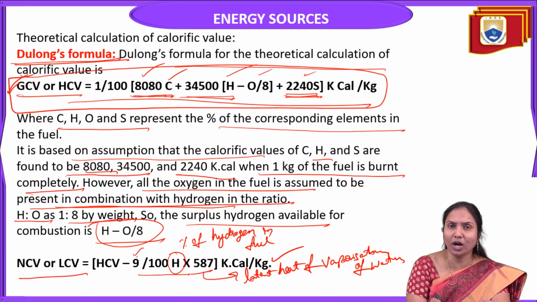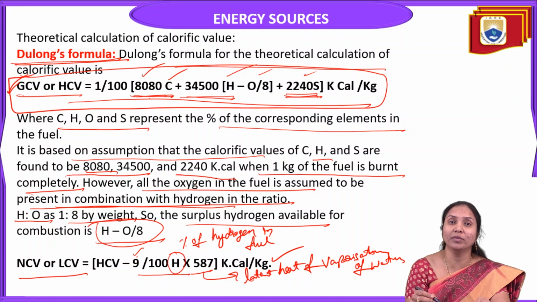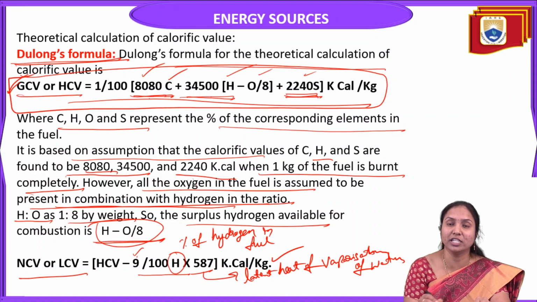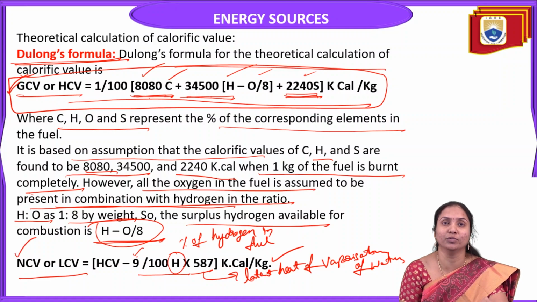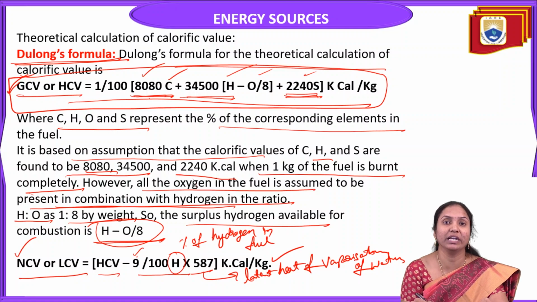And how can you calculate the oxygen percentage? Individually it is not possible, because during the burning process it produces water vapor, steam. So that's why we are taking H minus O by 8, 1:8 by weight. So how can you calculate the NCV value present in this fuel? NCV or LCV is equal to HCV minus 9 by 100 H into 587. Here H is the percentage of hydrogen present in fuel and 587 is the latent heat of vaporized water.